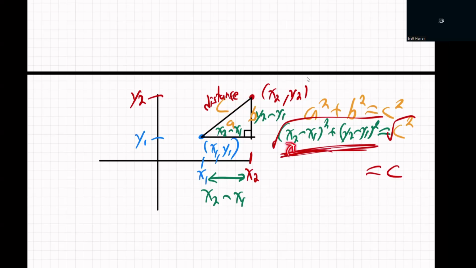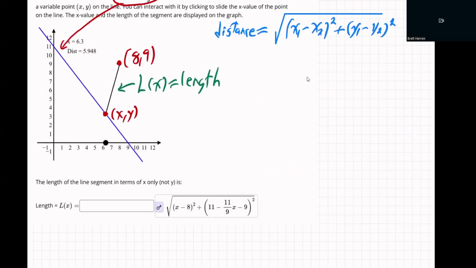They might say, yeah, but we had x1 first and x2. It doesn't matter because it's squared. When you have two things subtracted, the order doesn't matter when you're squaring it. All right, enough said. Back to here.